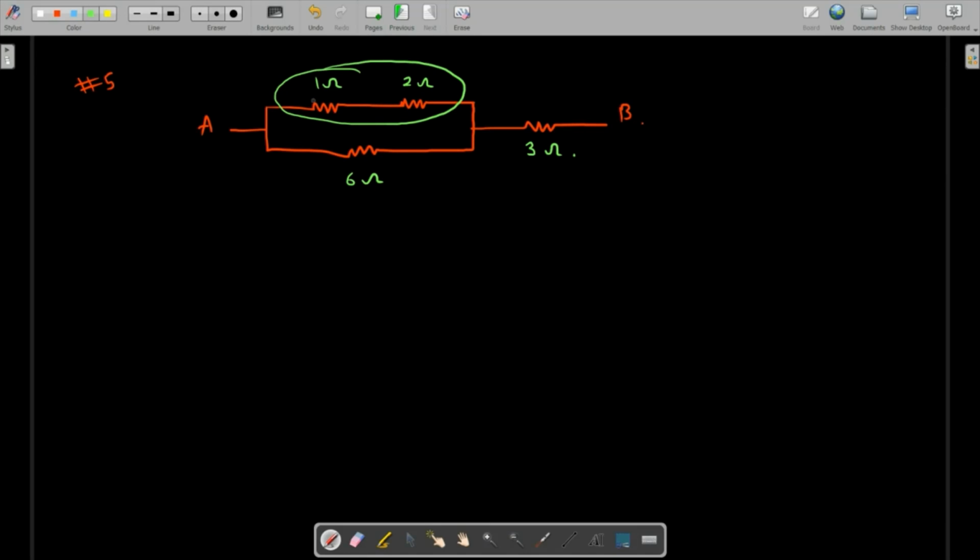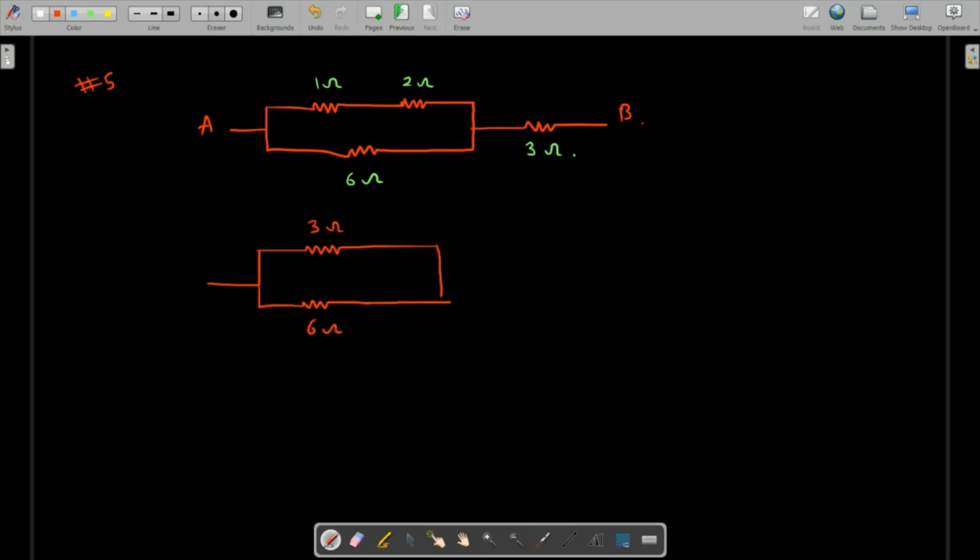First, we find the equivalent resistance of this segment, and how is that? That is by finding the series equivalent resistance. So series equivalent is 1 plus 2, which is 3 ohm. So we write 3 ohm over here. 6 ohm remains as it is, and over here we have 3 ohm, which is as it is. Now this 3 and 6 are in parallel, so we got to find 1 over R equivalent, or let's say 1 over R, because this is not the equivalent resistance here.